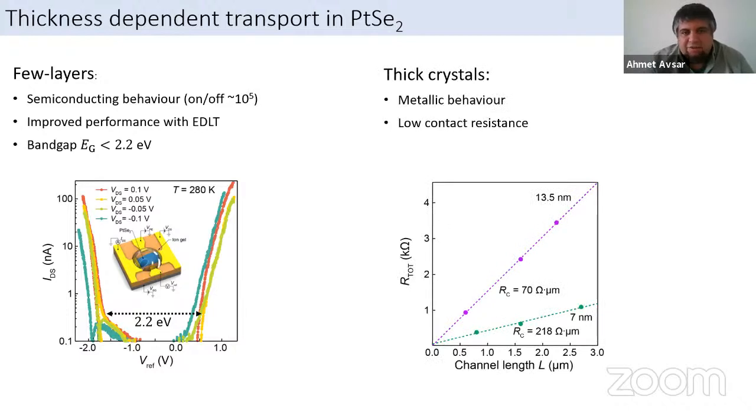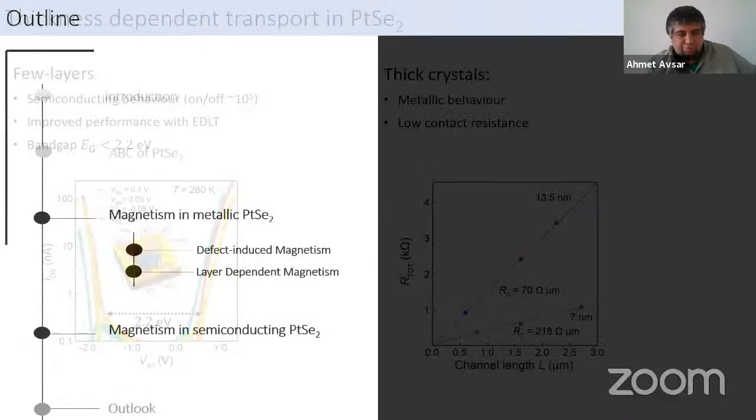Another interesting thing about platinum selenide is that it shows very low contact resistance. Compared to other 2D materials, it is semiconducting, and it also suggests that this material itself can be used as a contact material to other 2D semiconductors.